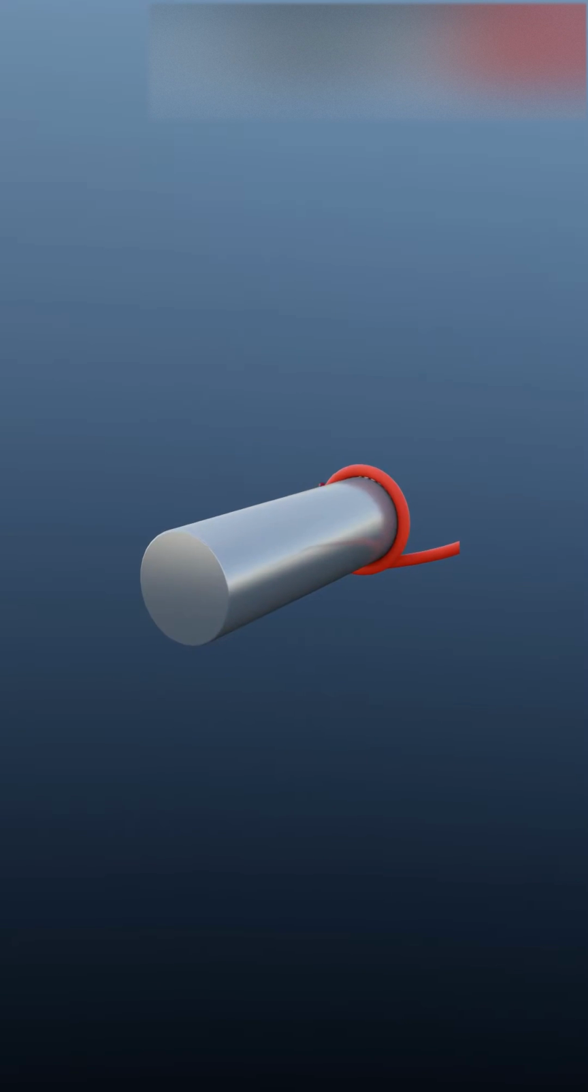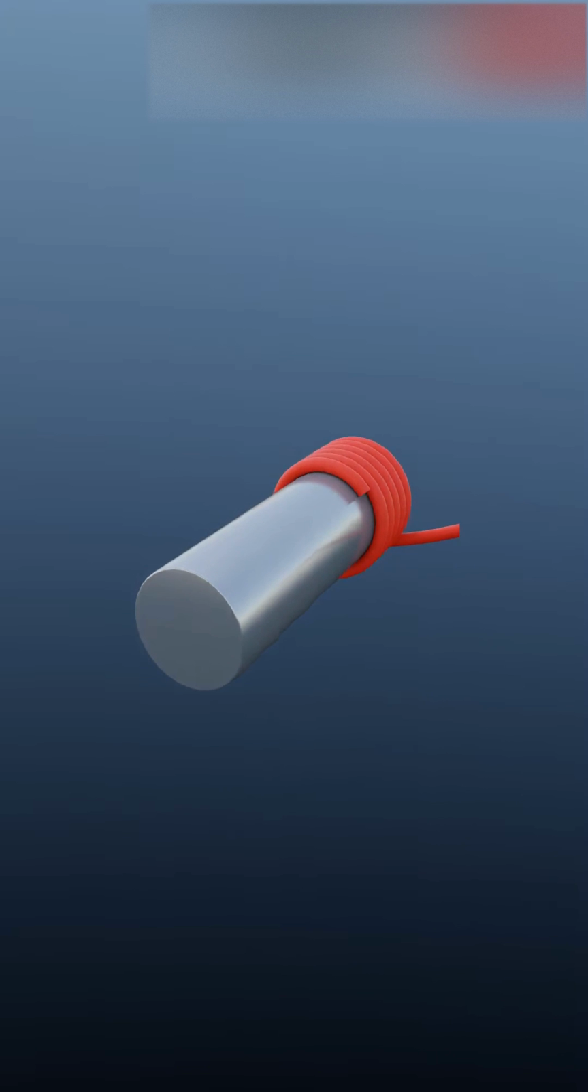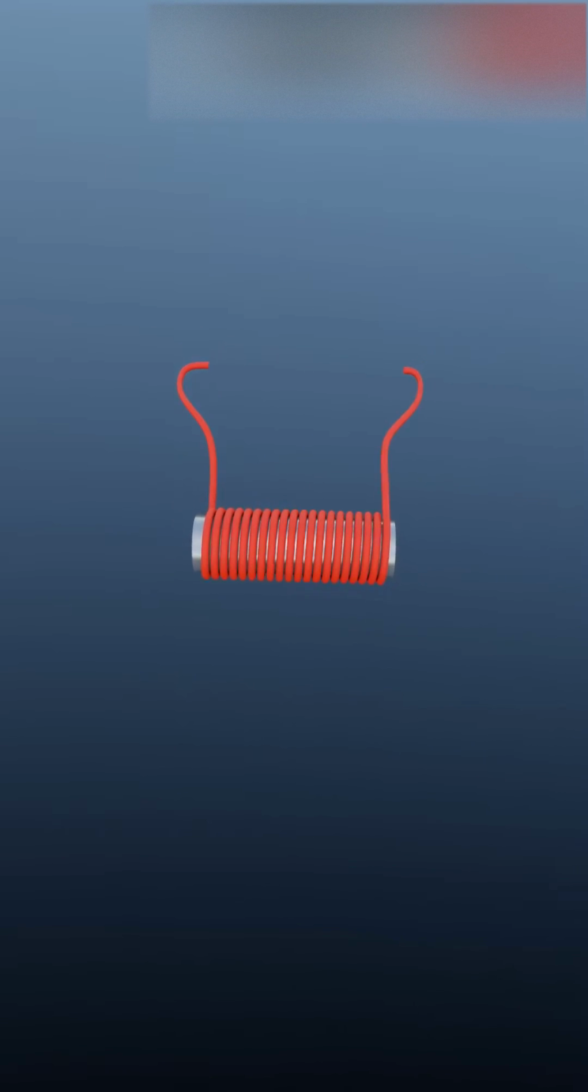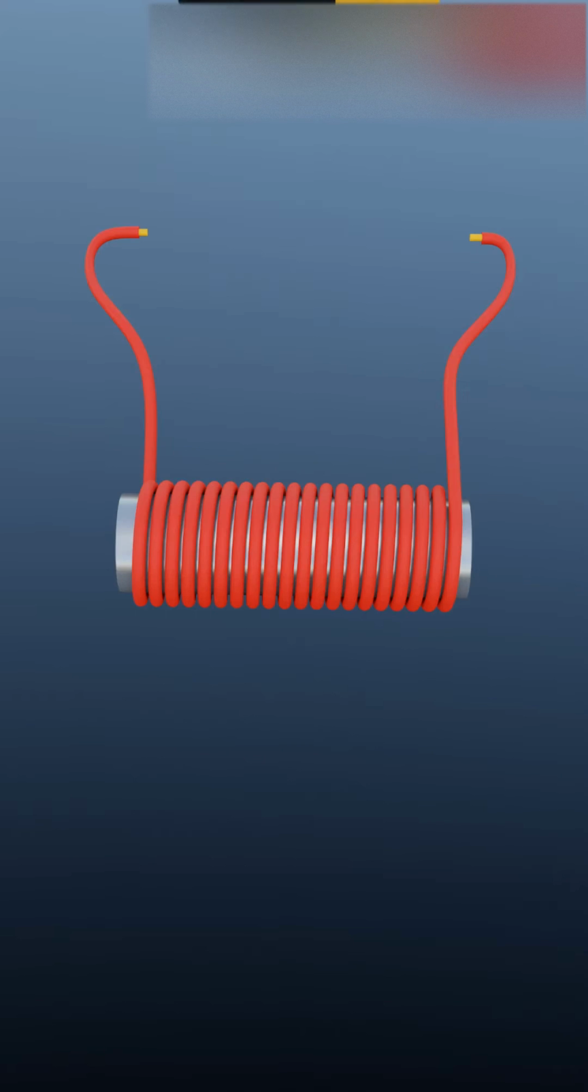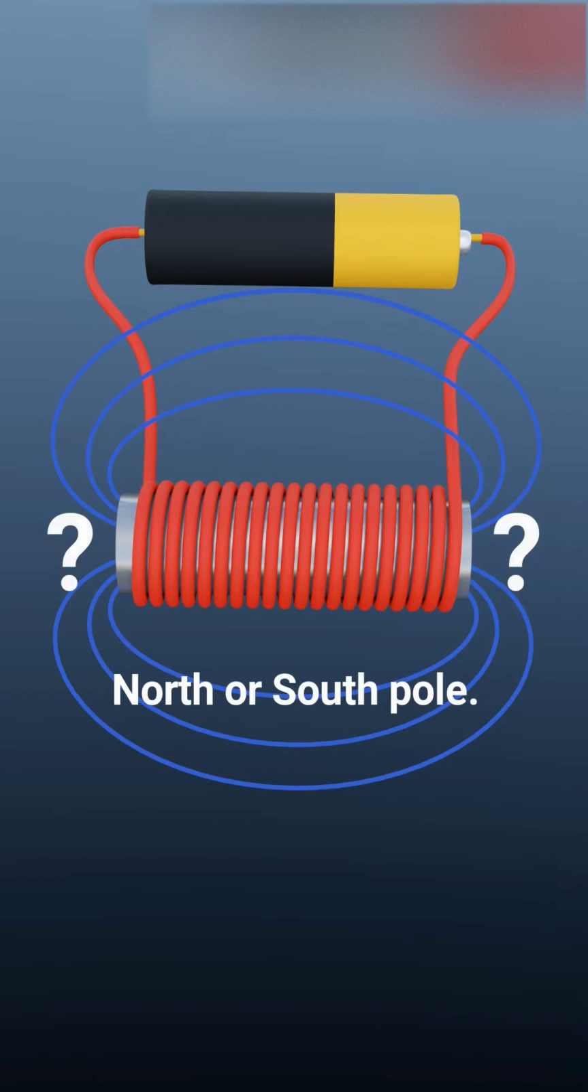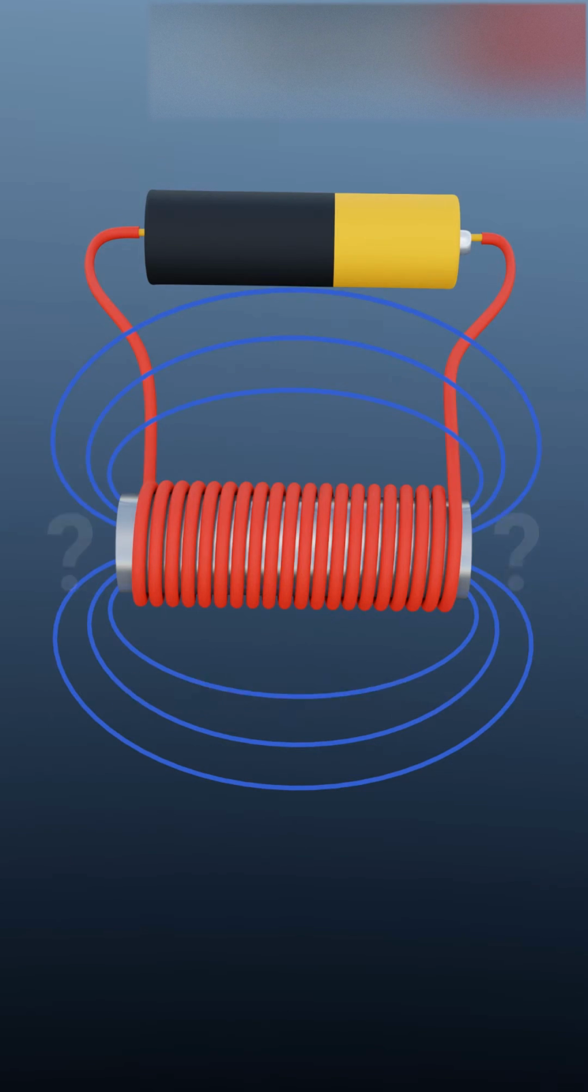When a conductive wire is coiled around a magnetic material, and both ends of the wire are connected to a battery, then the magnetic material turns into a temporary electromagnet. But can you figure out which end is which pole?